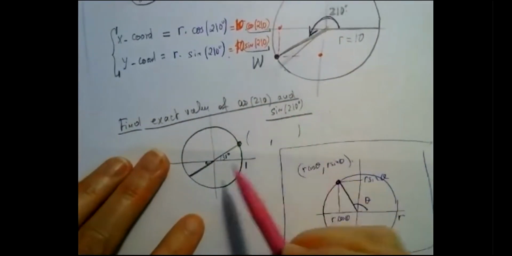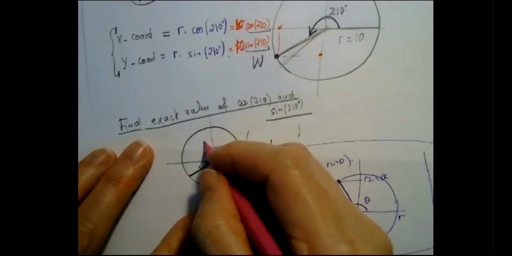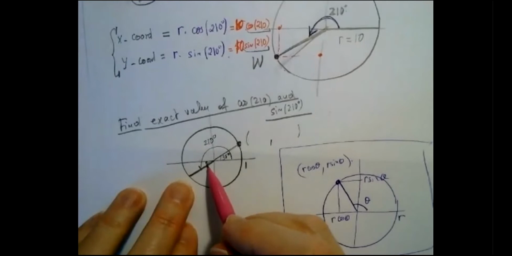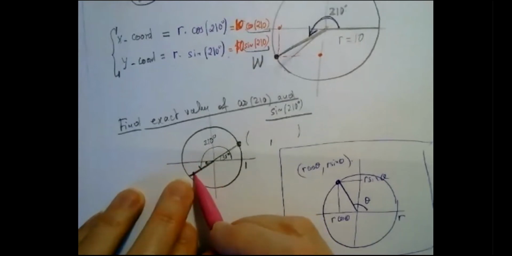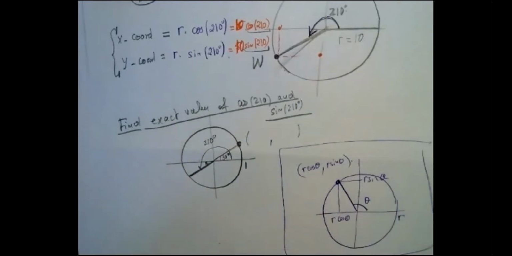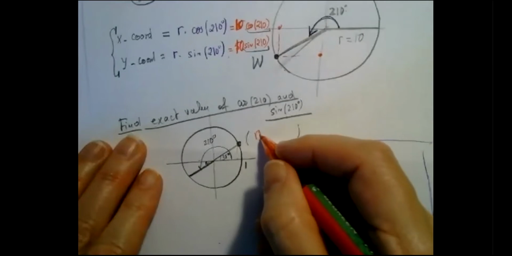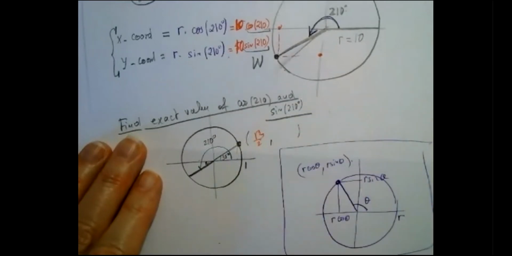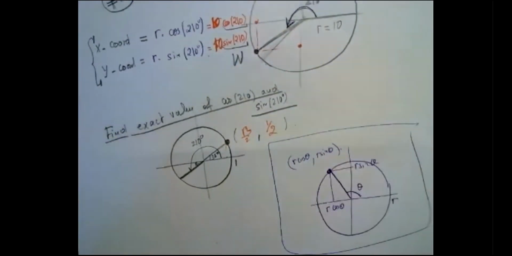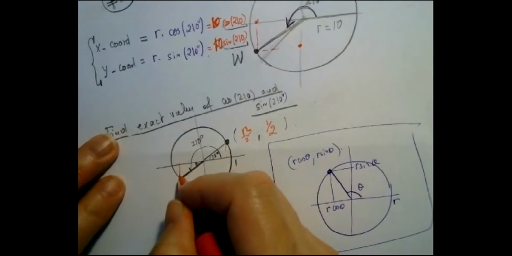So to find the exact value, we go to our unit circle. This is my angle 210. The reference is 30 because that's how far away we are from the 180. And then I say, okay, what's the cosine of 30? The cosine of 30 is the square root of 3 over 2. And the sine is a half. And that's what you should know. So what's the sine and cosine of this one?